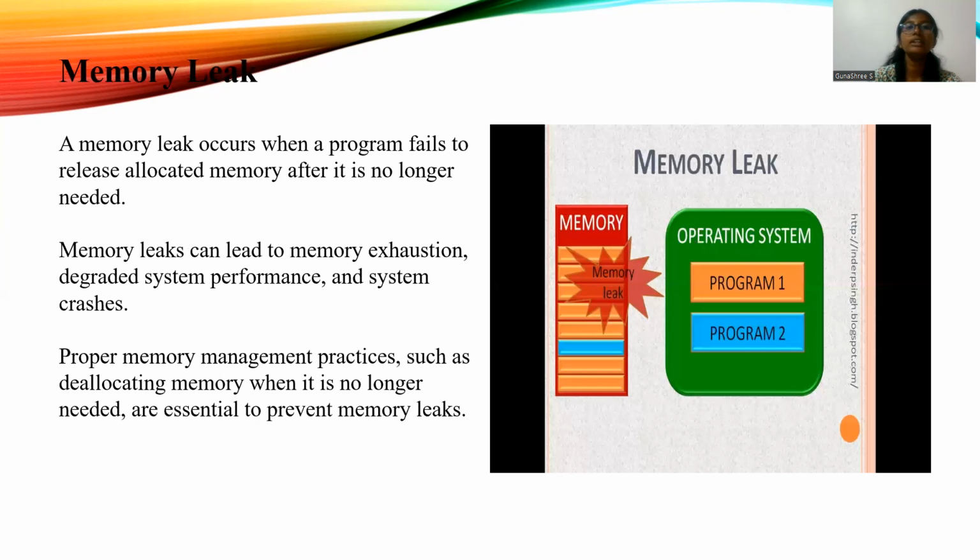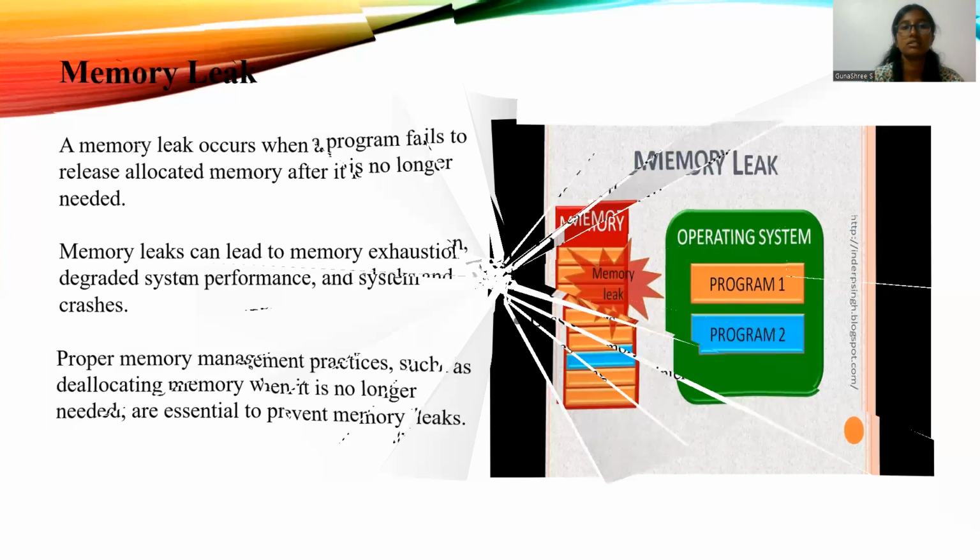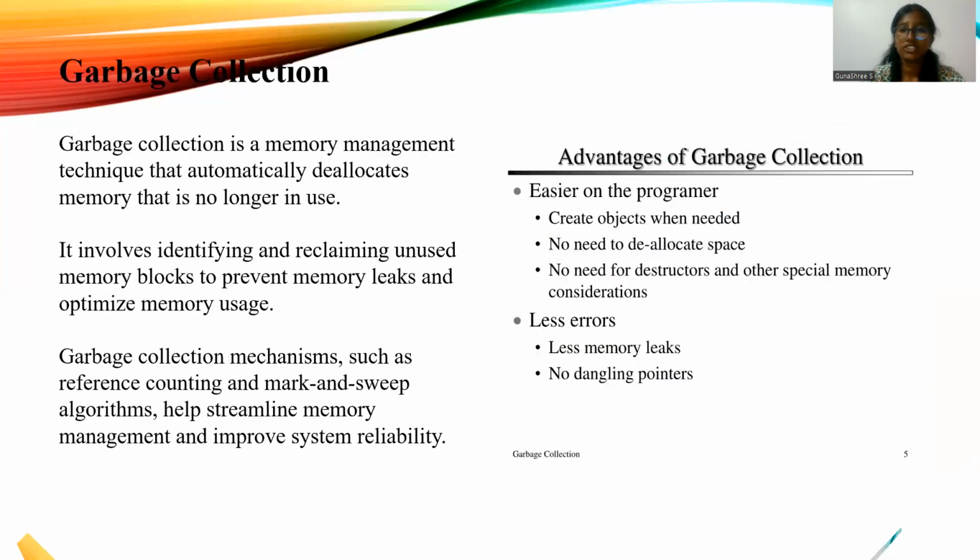Next is the memory leak. This will occur when a program fails to release allocated memory after it is no longer needed. So proper memory management practices like deallocating memory when it is no longer in use are essential to prevent this type of memory leakage. Garbage collection. So it is also a memory management technique that automatically deallocates memory that is no longer in use. It involves identifying and reclaiming unused memory blocks to prevent memory leaks and optimizing memory usage.